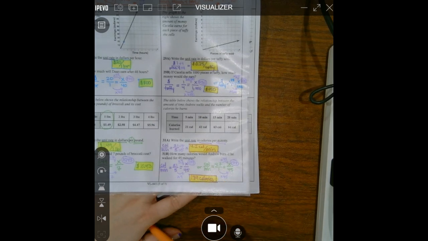Okay. Congratulations, my little mathematicians. You should now be a master of solving ratios, rates, and proportions. You're going to do awesome.